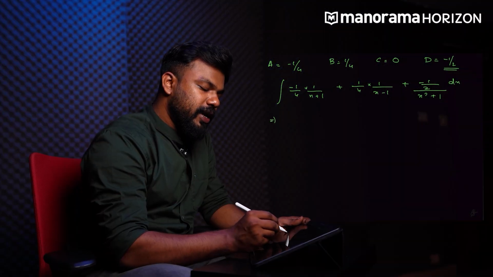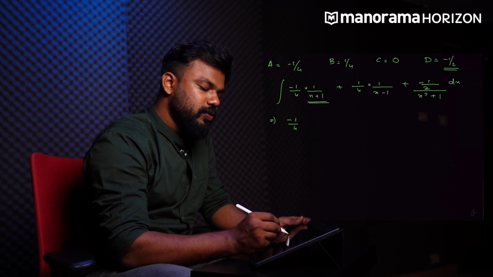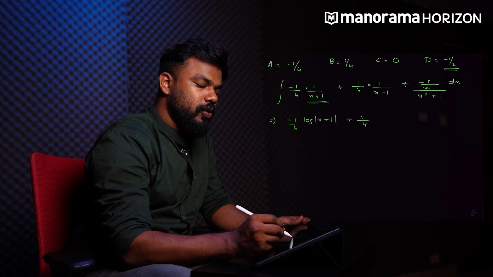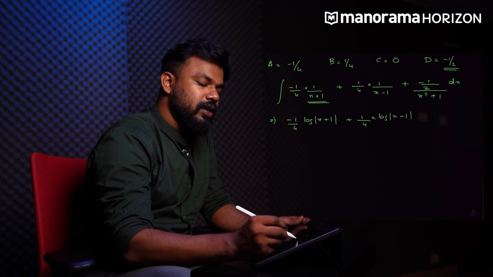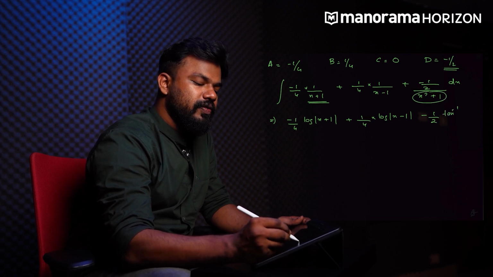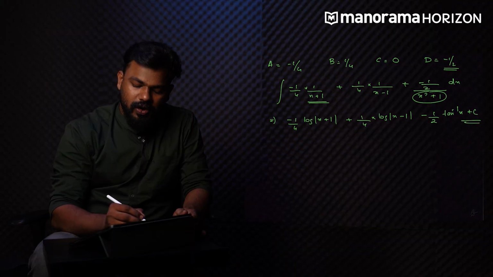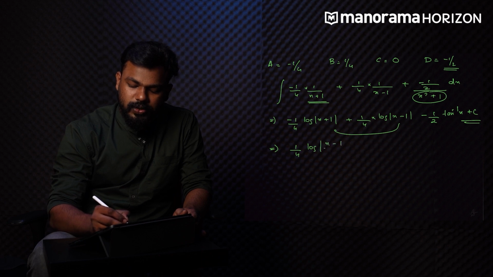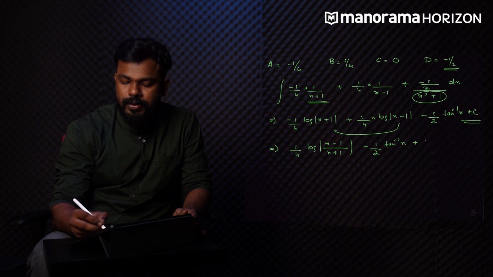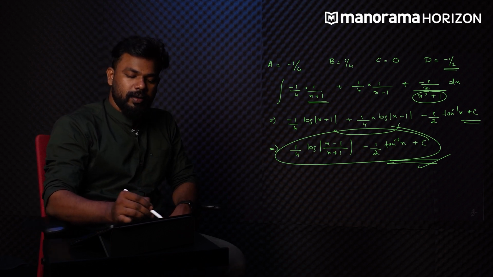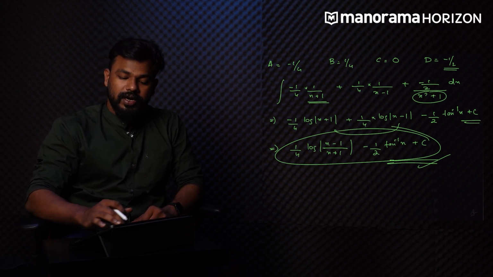And when you integrate, you will be getting minus 1 by 4. What is the integral of 1 by x plus 1? Log mod x plus 1 plus this one is 1 by 4 into log mod x minus 1 minus half into, what is the integral of 1 by x square plus 1? It is tan inverse x plus c. So this, or finally you can also write as 1 by 4 log mod, combining these two, log mod x minus 1 by x plus 1 minus half tan inverse x plus c. So this is the way you have to find the integral for the function 1 by x raised to 4 minus 1 dx.